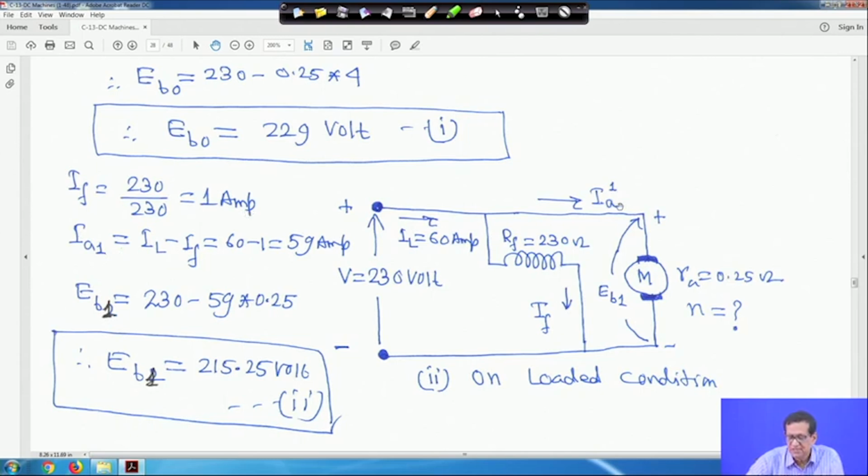Therefore, IA1 will be IL minus IF, so 60 minus 1, 59 ampere. Therefore, EB1 will be V minus IA1 into RA, 0.25. Directly writing this, you will get EB1 is equal to 215.25 volt. This you will get.